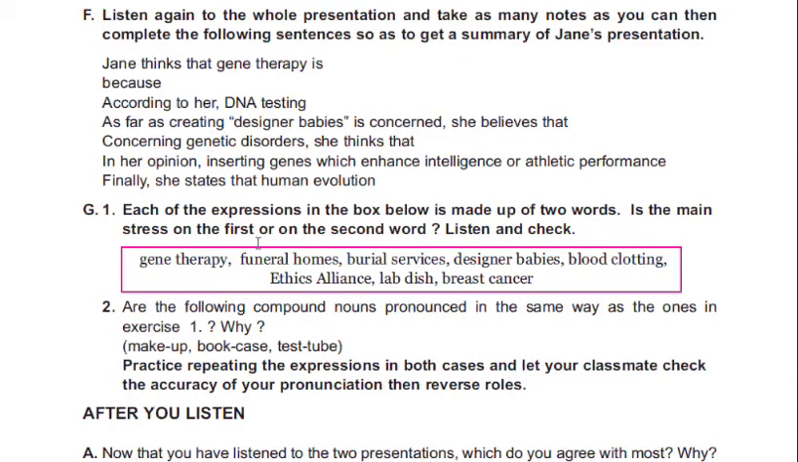because the stress falls on the first one, as in gene therapy, funeral homes, burial services, designer babies. The second noun is more important. For example, funeral homes. They are homes first that offer funeral services.